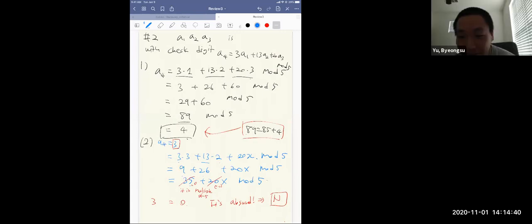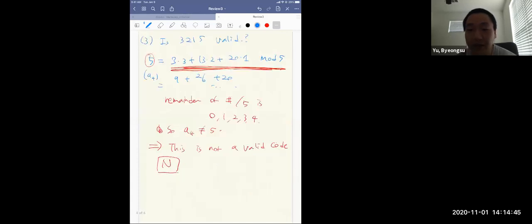And Abby, I thought we were going to continue 9 plus 26. Yeah, 1 mod 5 is the final answer, but 1 is not the same as 5, right? So what we need to find in number 3 is whether this code word is valid or not. But this code word is not valid because if you put 3, 2, 1 in the check digit, then the check digit should be 1 as you found. So 3211 is a valid code word, but 3215 is not a valid code word.